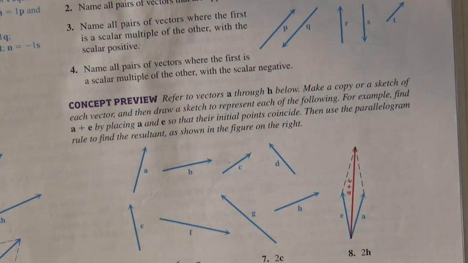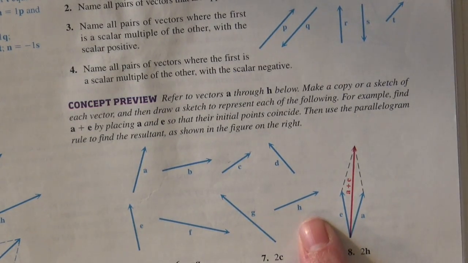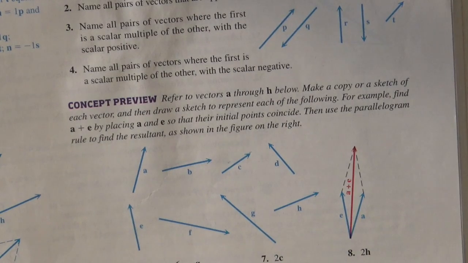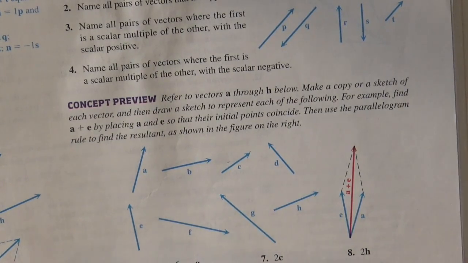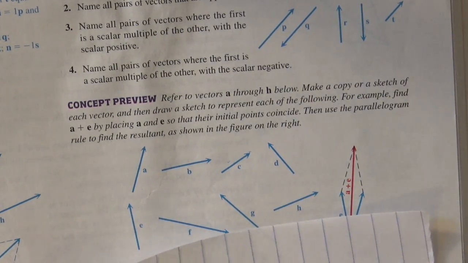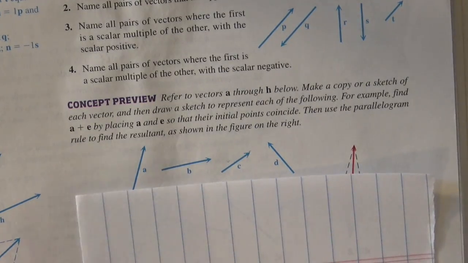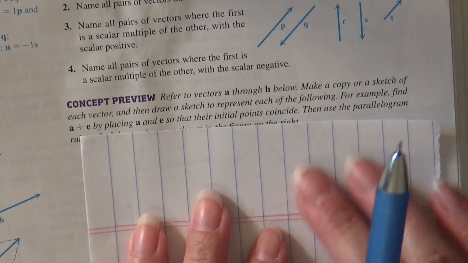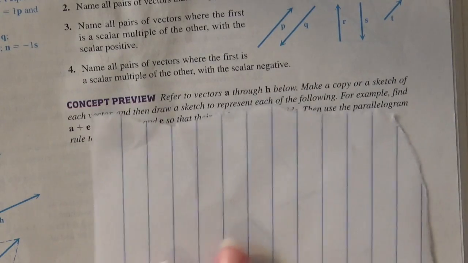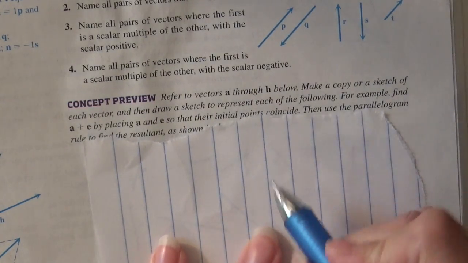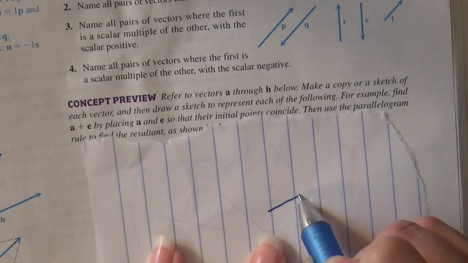Then we're asked to do H plus G. So here's vector H, that's vector G. So to add these together, I'm going to first trace, let's do it like this. So I'm going to find, here's vector H, I'm just tracing it through the paper.